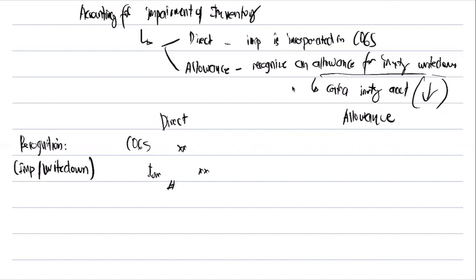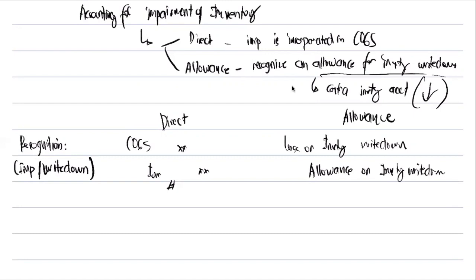For your allowance, we use loss on inventory write-down, and we credit allowance on inventory write-down. Okay. Some teach the allowance method as a debit on loss on inventory write-down and a credit to inventory.